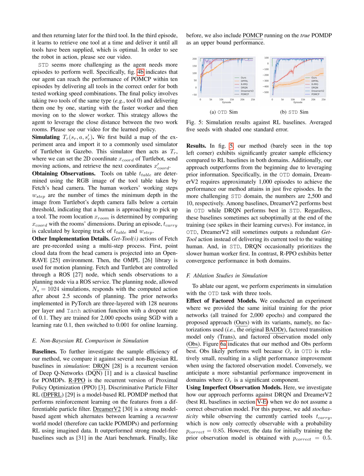Tools on table T-table are determined using the RGB image of the tool table taken by Fetch's head camera. The human working steps W step are the number of times the minimum depth in the image from Turtlebot's depth camera falls below a certain threshold, indicating that a human is approaching to pick up a tool. The room location X room is determined by comparing X coord with the room's dimensions. During an episode, T-carry is calculated by keeping track of T-table and W step.